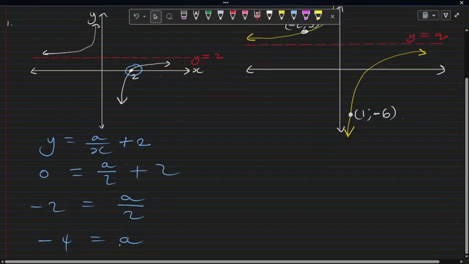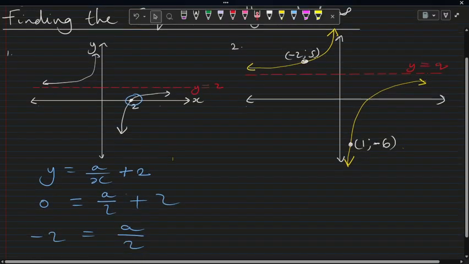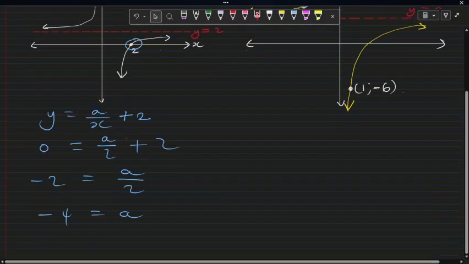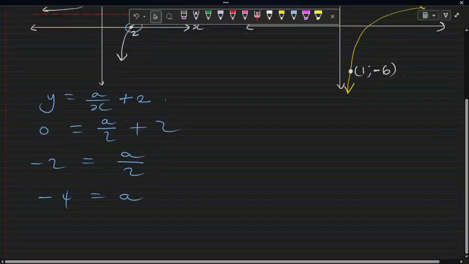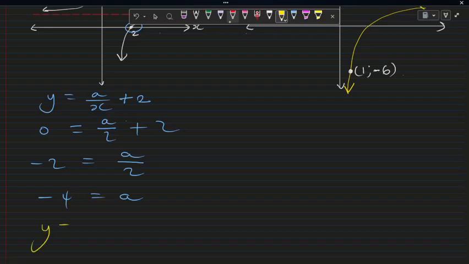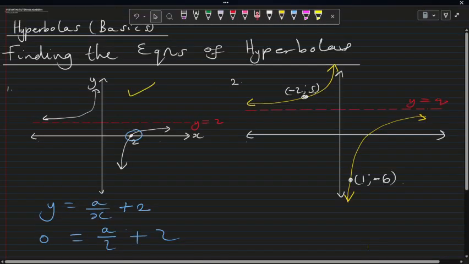We get minus 4 is equal to the value of a. So a is equal to minus 4, and this is good news because we can see that our graph lies in the second and in the fourth quadrant. So we were expecting the value of a to be a negative value, and indeed a is equal to negative 4. With this being said, we can write the equation of the above hyperbola and say that y is equal to negative 4 over x plus 2. So this is the equation of this graph.